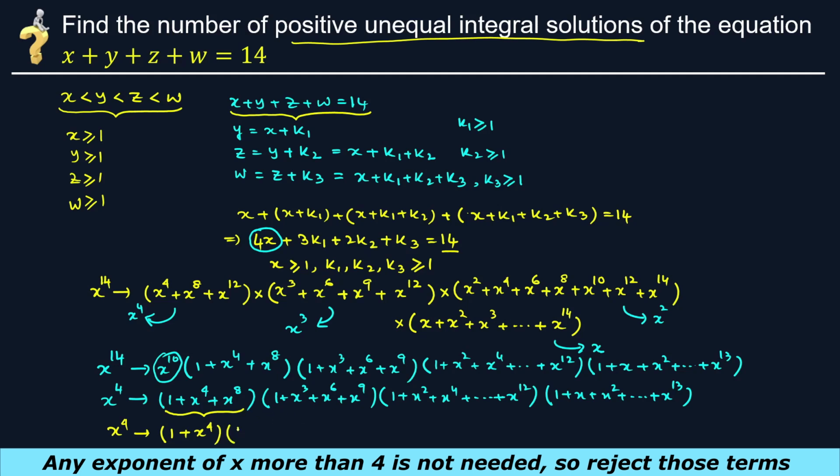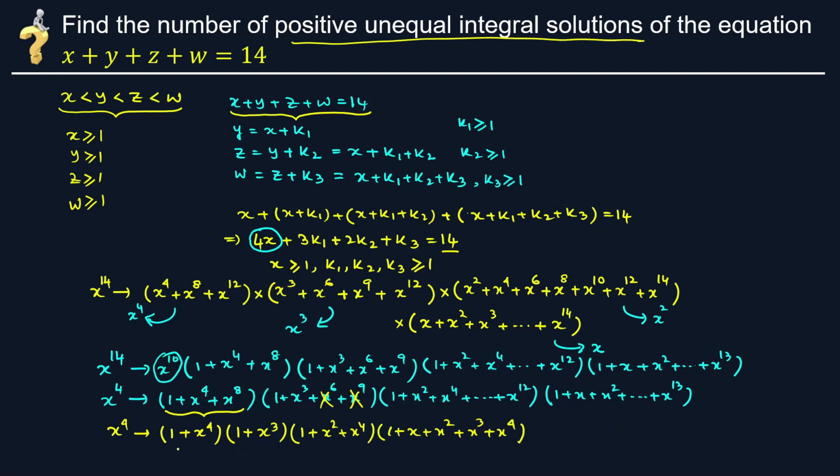From the second one, I need 1 plus x cube only because I don't need x to the power 6 and x to the power 9. From the third expression, we need only 1 plus x square plus x to the power 4. That's it. And from the last expression, we need 1 plus x square plus x cube plus x to the power 4. That's it. Okay.